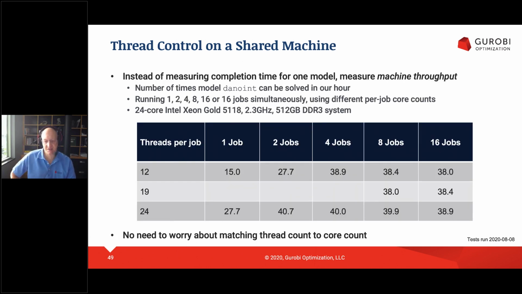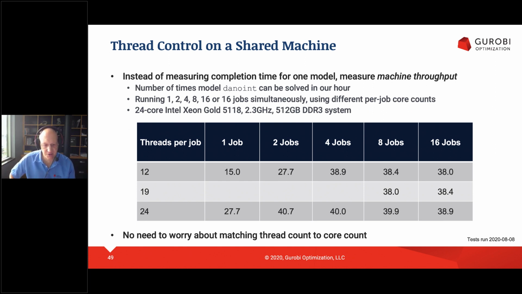So here are results of a simple test. What this table shows is, normally we talk about the time to complete a job. But in this case, time to complete the job is one metric, it's a relevant metric, but it's not necessarily the most important metric. The most important metric is, if you've got a server, you've got a bunch of jobs, how many jobs can you pump through that server per hour?